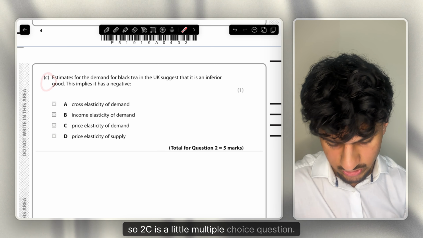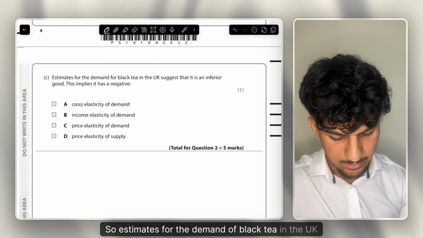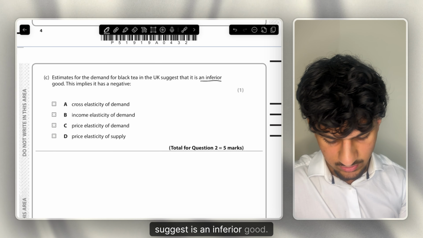2C is a little multiple choice question. Estimates for the demand of black tea in the UK suggest it is an inferior good.